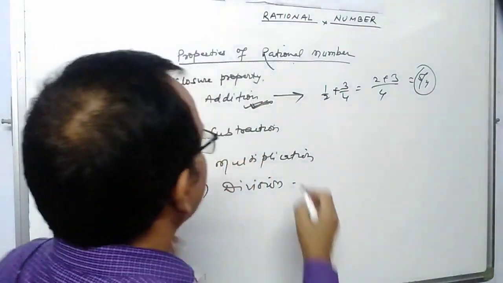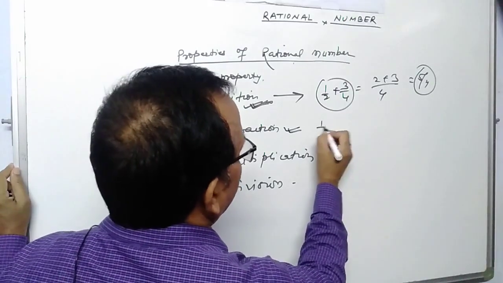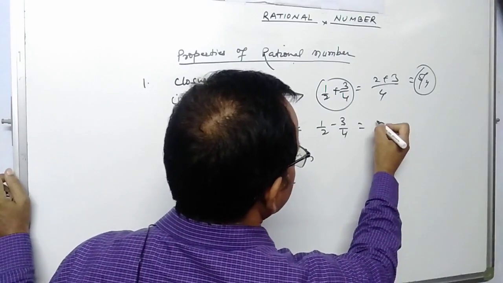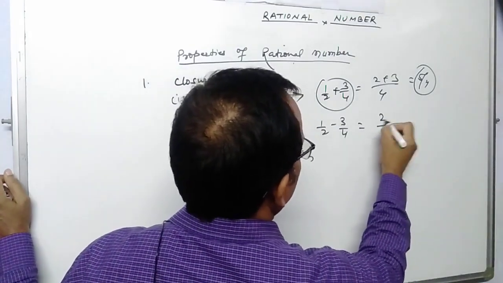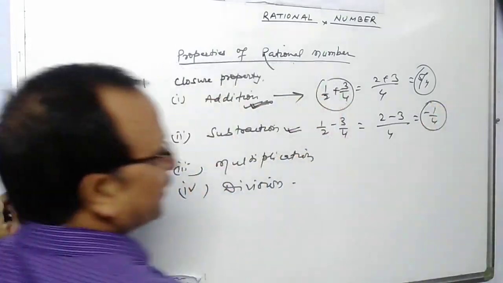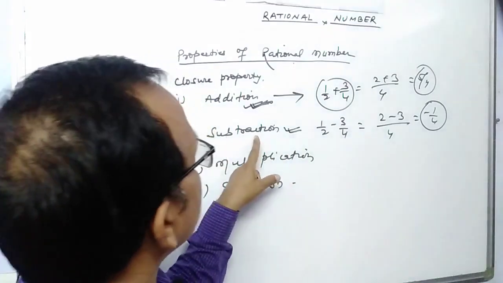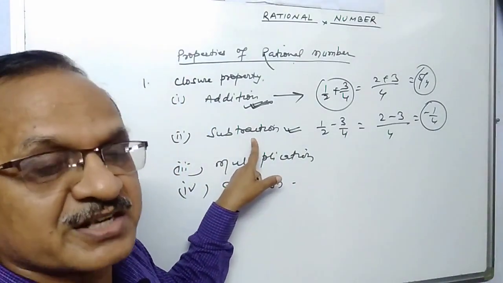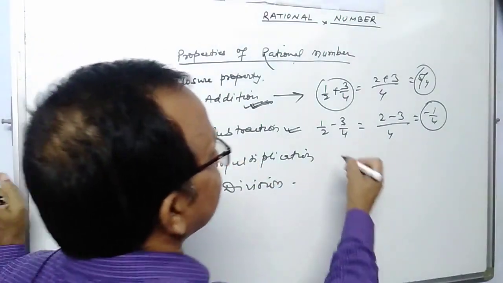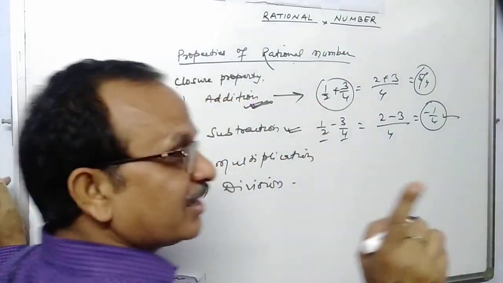Clear? Now second is subtraction. In subtraction also same number I am taking here also. 1 by 2 minus suppose 3 upon 4. How much you will get here? 4, 2 minus 3, that is minus 1 upon 4. It is also a rational number, negative rational number. It is also a rational number. Clear? So it is also closed under subtraction. That is, when we subtract two rational numbers, the resultant is also a rational number.